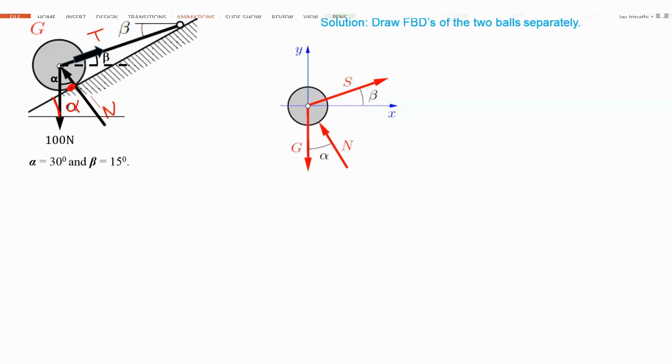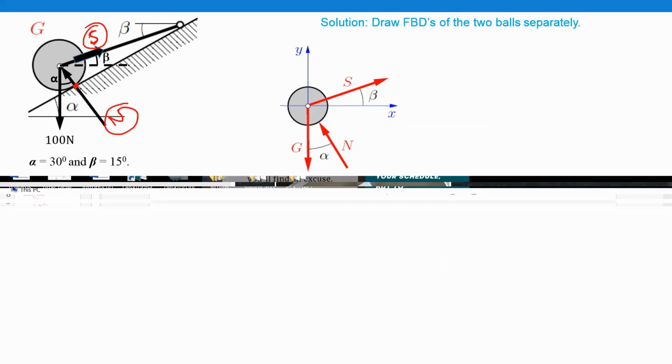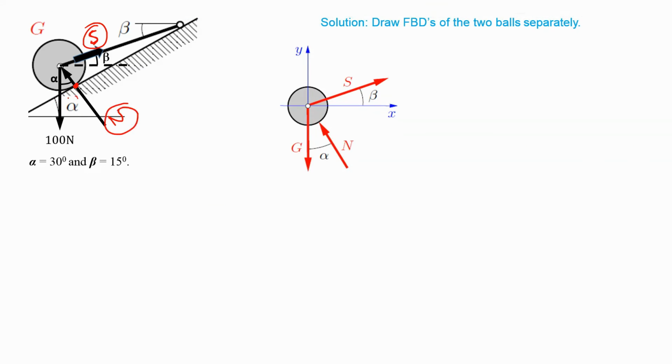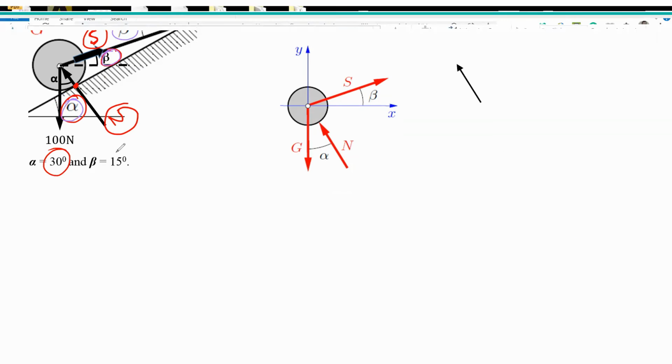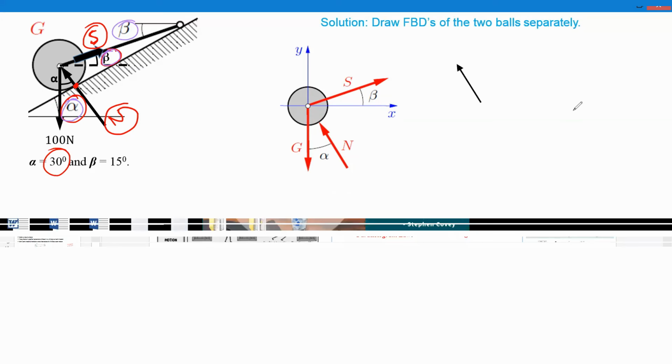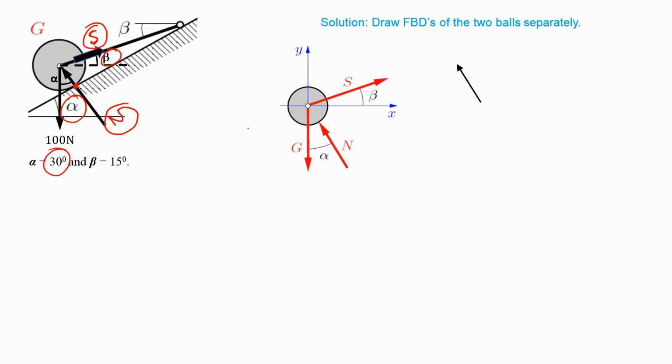Why am I getting a normal reaction? Because there is a contact surface over here. So you will get normal reaction. And this force I'm naming as S. So how many unknowns are there? This N is unknown and S is unknown. This alpha and beta angles are given. They are given as 30 degree and 15 degree respectively. Okay. So if this is the case, then you can apply Lami's theorem or law of triangle also.